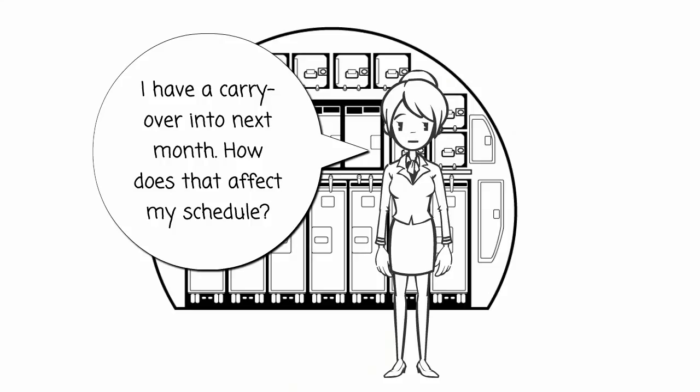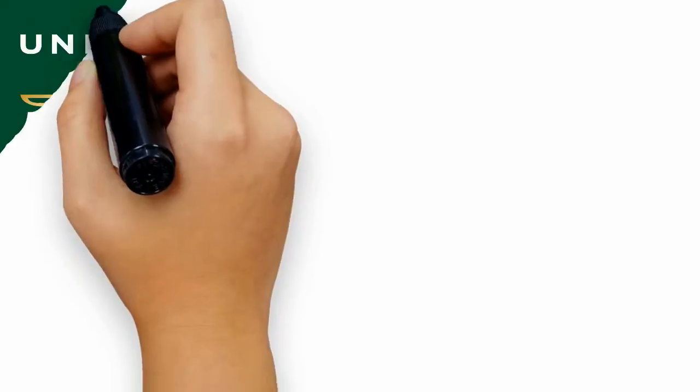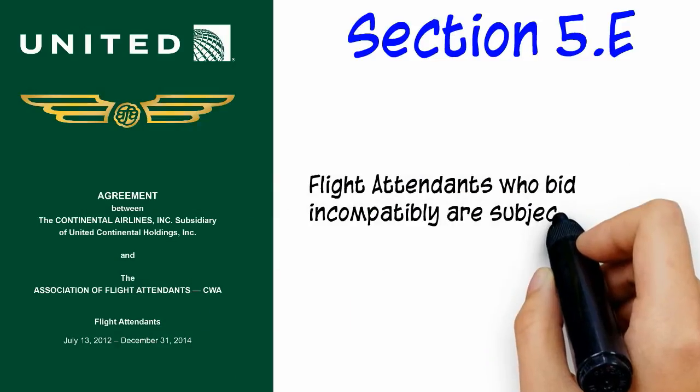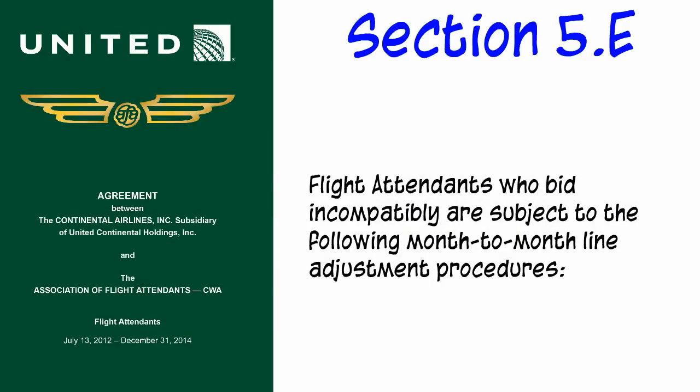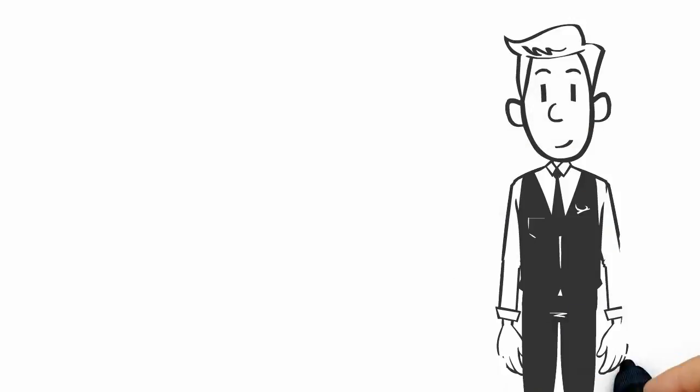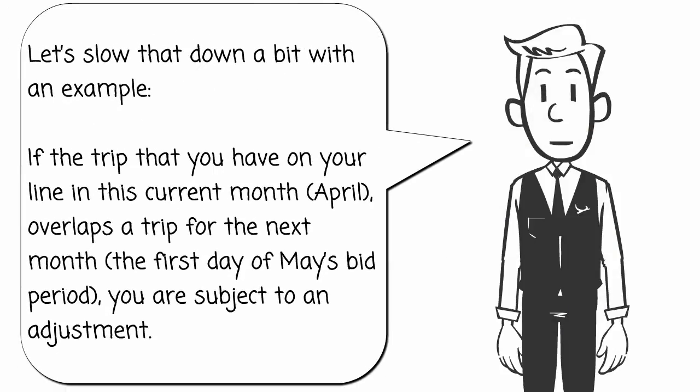I have a carryover into next month. How does that affect my schedule? You're subject to a month-to-month line adjustment if your schedule for the month that you are currently in affects the next month's bid schedule. Let's slow that down a bit with an example.